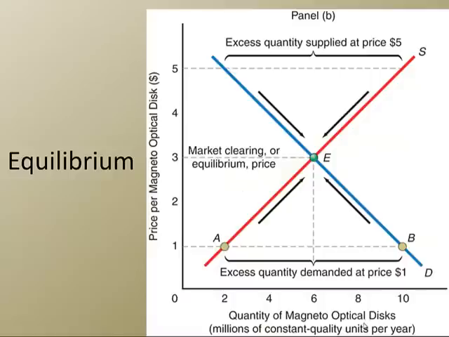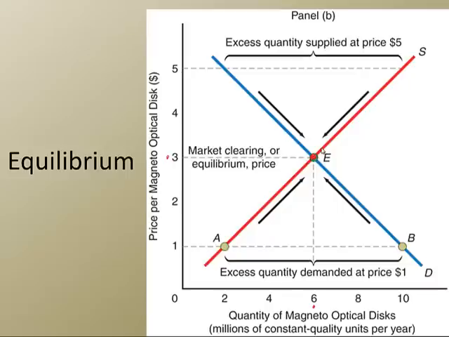Now this graph shows you the exact same thing as the previous table did. Note that here at a price of 3, we have a quantity of 6 million, and that is our equilibrium point where these supply and demand curves cross.